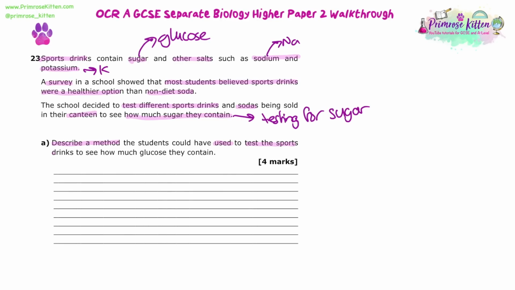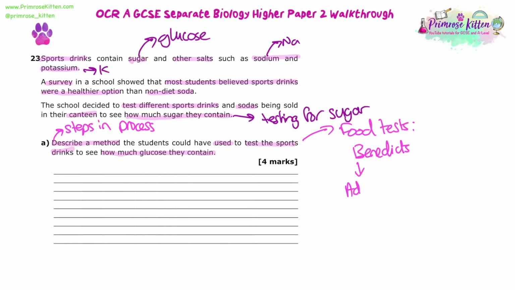So they want to say how much, so we're going to need to say an actual sort of value here. We're going to try and compare them. But first of all, we need to describe a method, so steps in the process of how we would test the sports drinks. And then we need to think about how we would compare them to actually see how much glucose they contain. So an actual amount, not just do they contain glucose, yes or no. So this is a food test practical question.